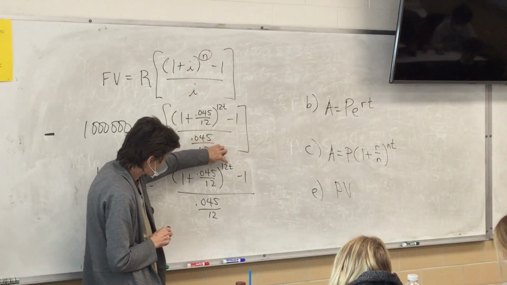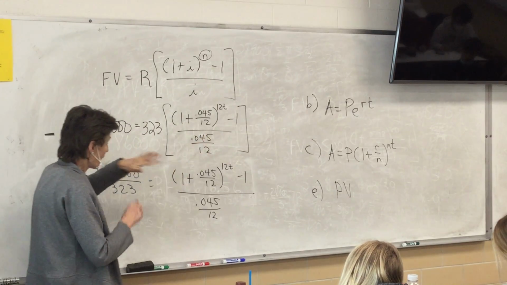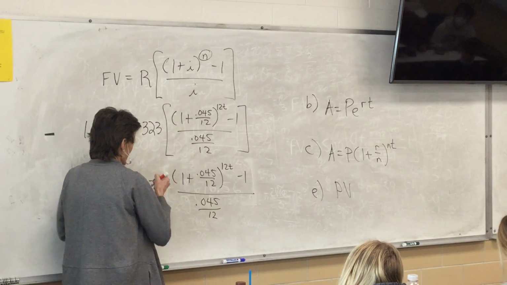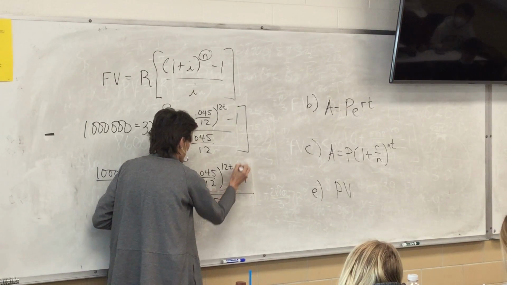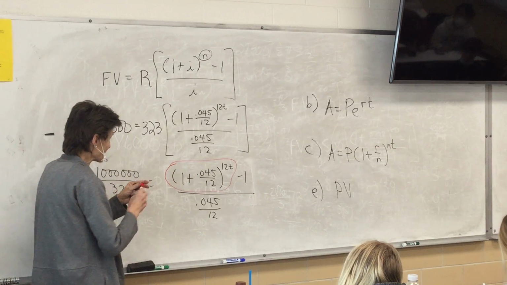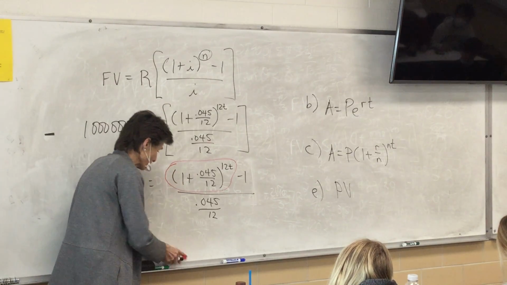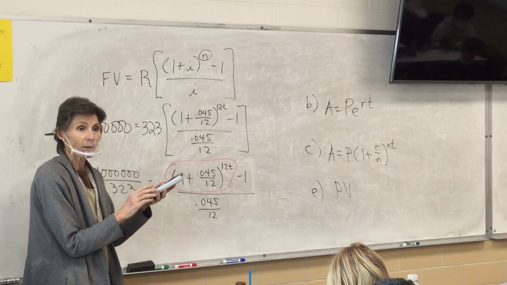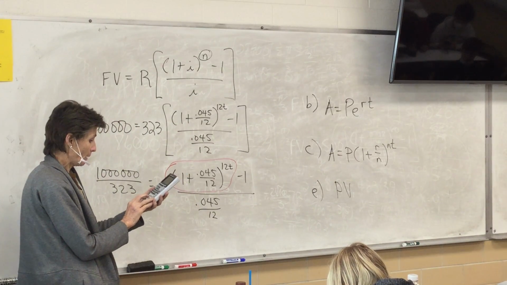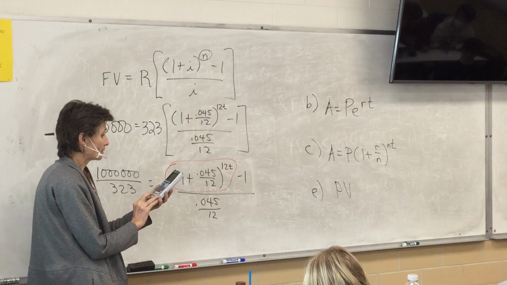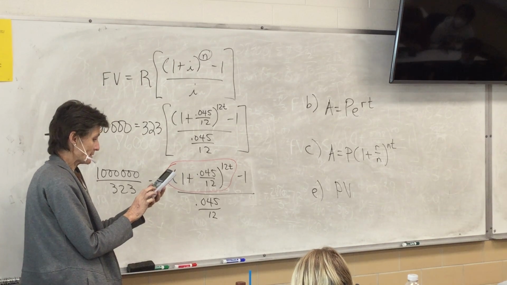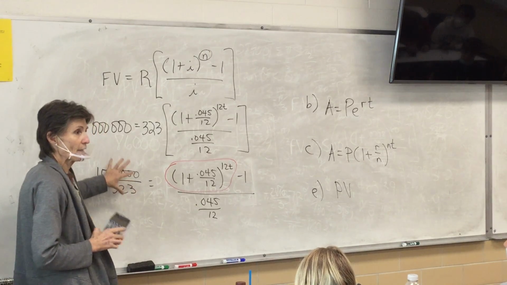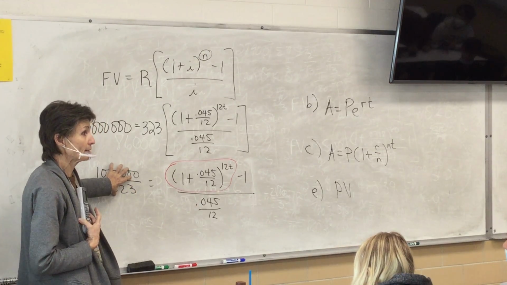This is what we're solving for. So I can find that, but I can't find it until I get this by itself. So I've got to get rid of everything else. So I'm going to go ahead and take 1,000,000 and divide it by 323. So I don't need to write that number down. This is now on my calculator, right?